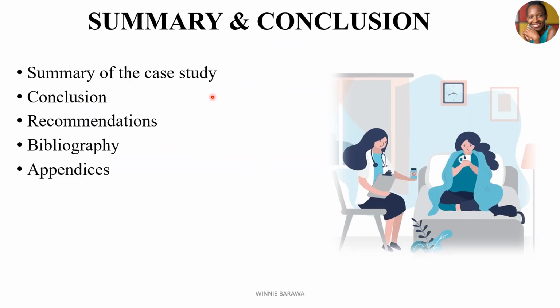So the summary and conclusion part caters for different parts. It's not just summary and conclusion only. There's a part of doing the summary of the case study, having a conclusion, doing recommendation, developing the bibliography, and then finishing with the appendices. So what are all these, and how should one put them in the most organized and the most eloquent way possible in our document? So let's start with the first part, and that is the summary.